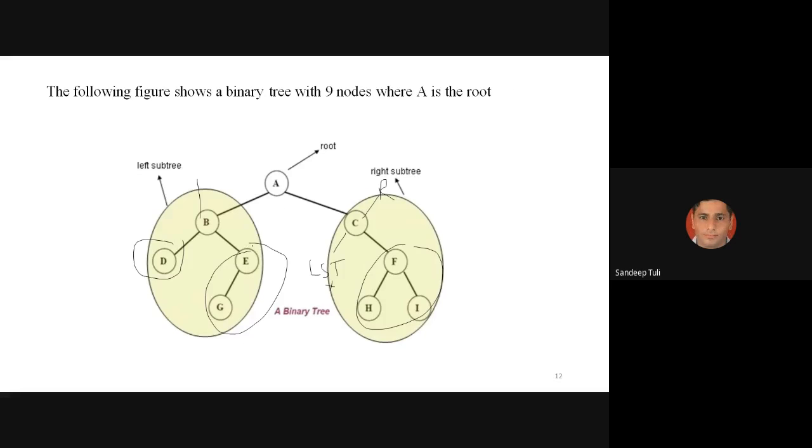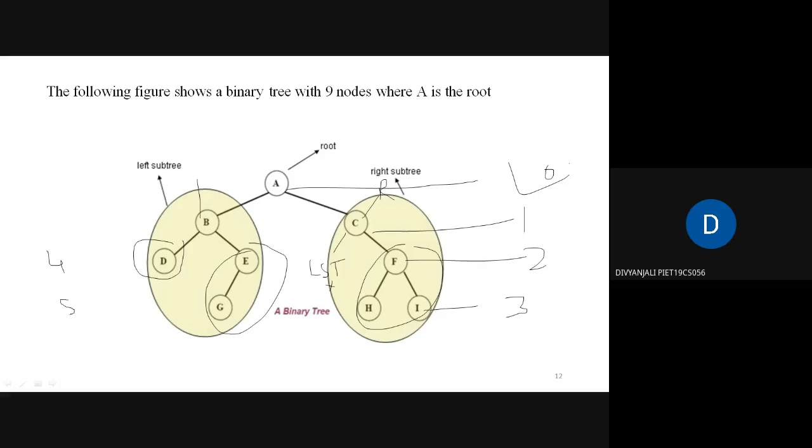Okay. Now this is my level 0. This is my level 1. This is my level 2. This is my level 3. So if at level number 2, how many maximum nodes could be possible? 4. At level 3, how many maximum nodes could be possible?